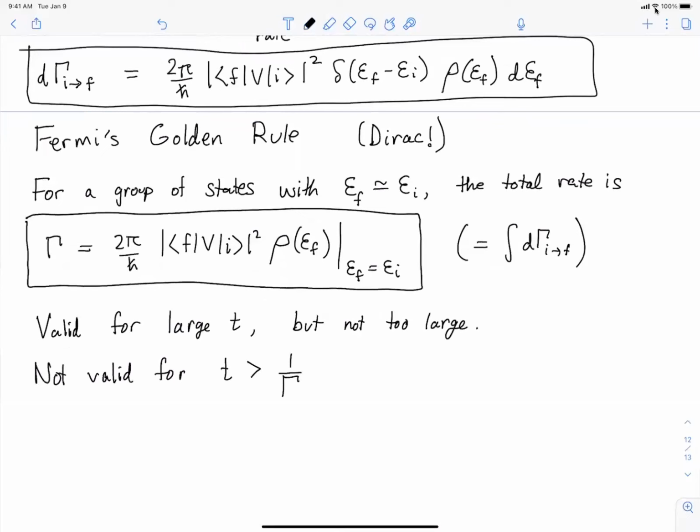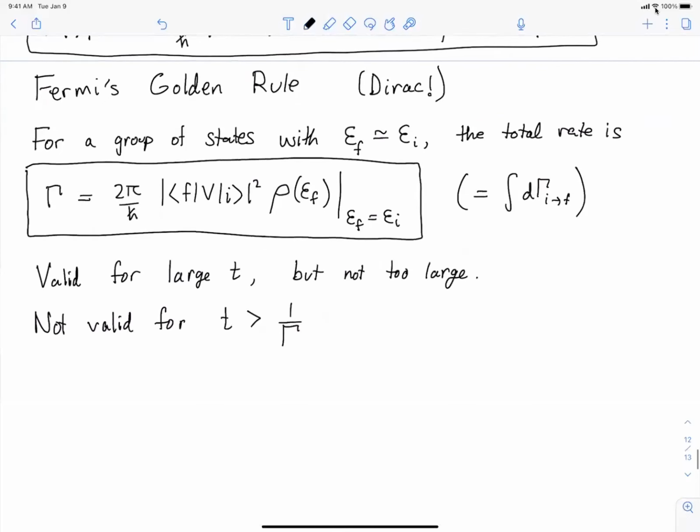So if you compute your gamma, you're allowed to say that's the rate for transitions as long as that number is smaller than 1. Or actually, it's probably much smaller than 1. Because when it starts to get near 1, then that's a sign that you should be going to second order in perturbation theory.